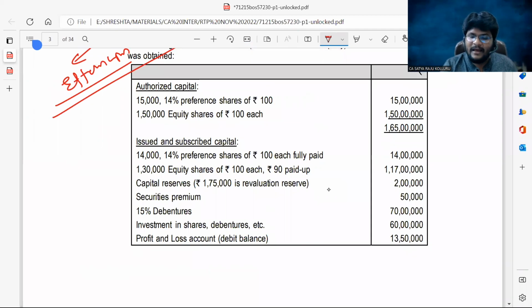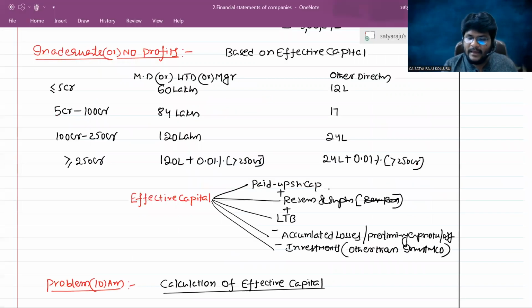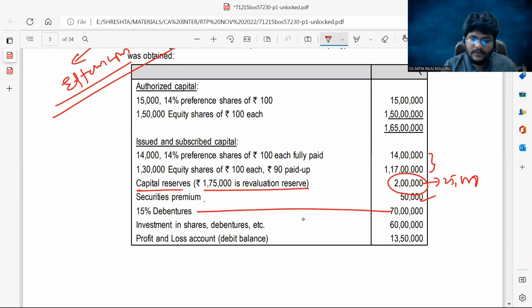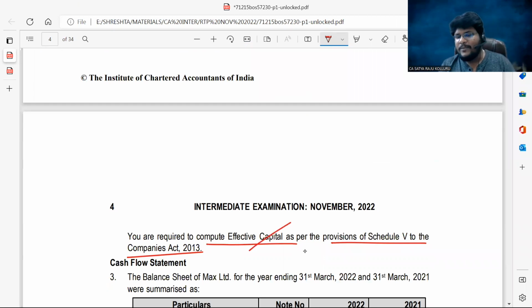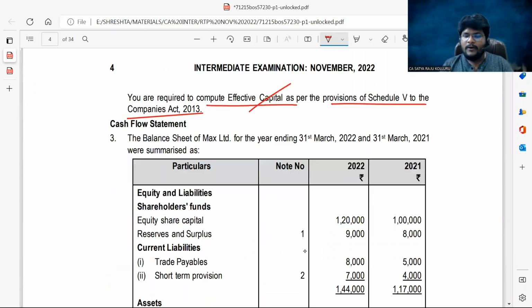Sir, can I consider the share capital? Yes. Capital reserves 1,75,000 is revaluation reserve. Out of this 2 lakhs, you can consider only 25,000 then. Sir, securities premium? Yes, any reserves and surplus you can include except revaluation reserve. Long-term debt, sir, can I include? Yes, I can include. Investment in shares and debentures, you need to reduce the investments, fine. P&L account debit balance, you need to reduce. Then automatically you will get the effective capital. That's it. This is all about problem number 2.